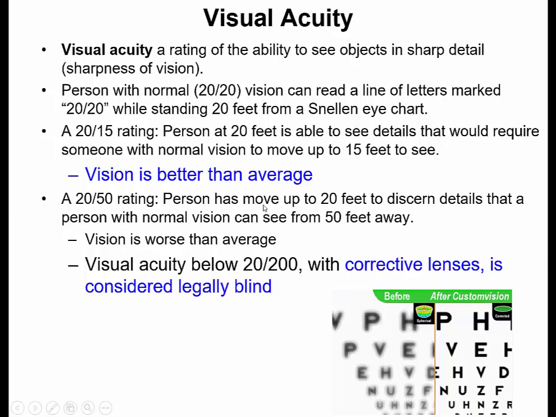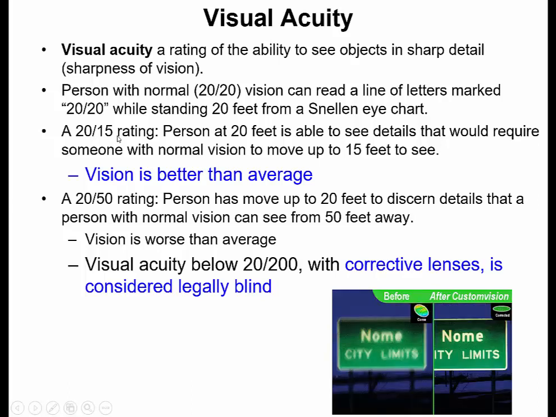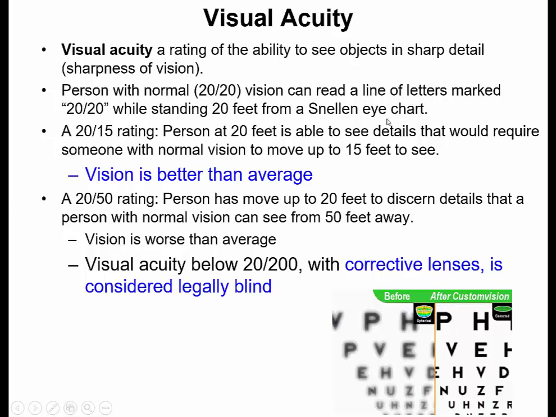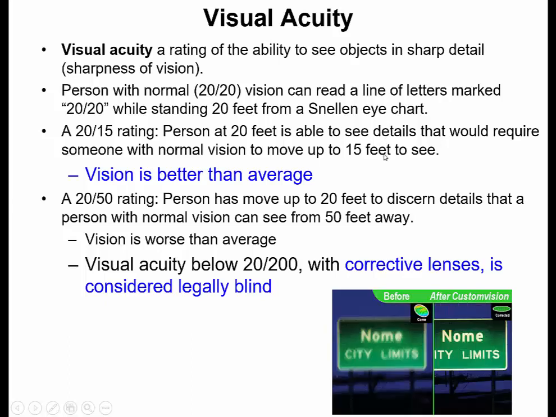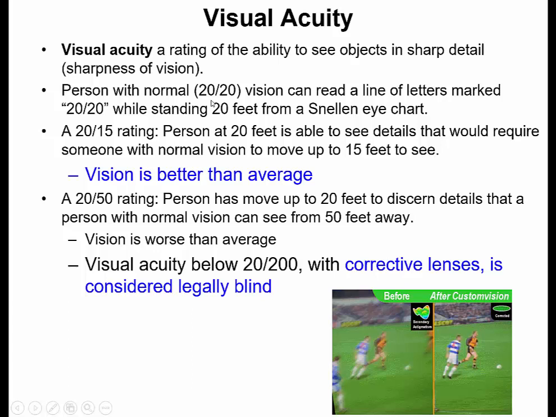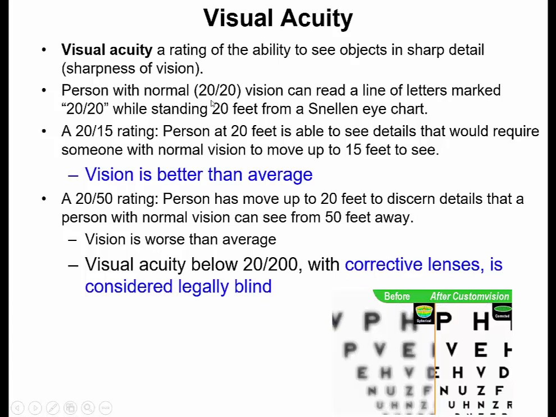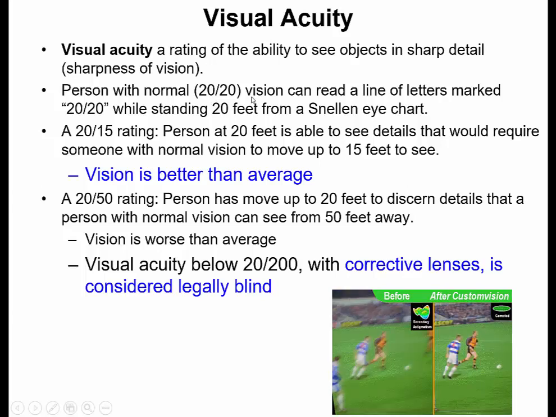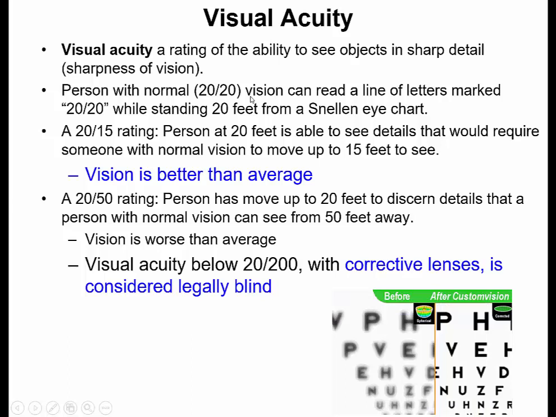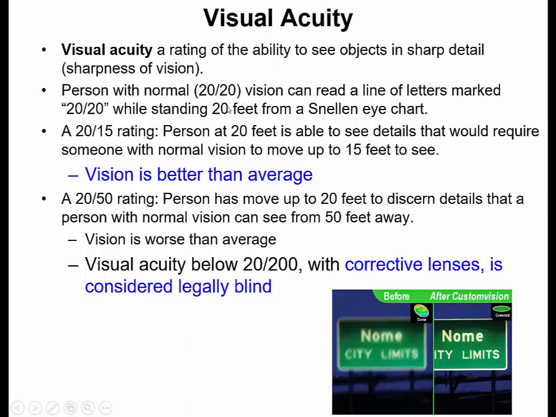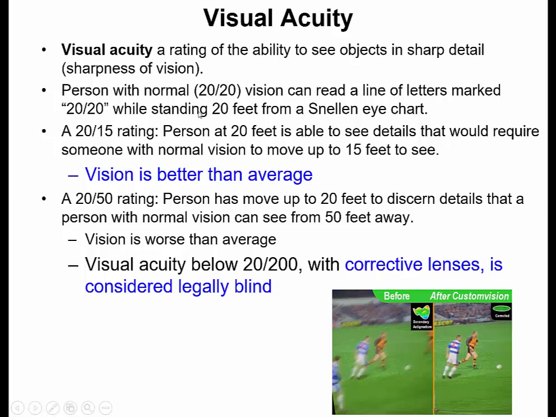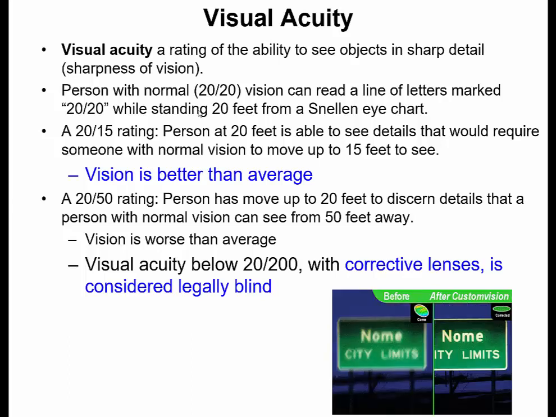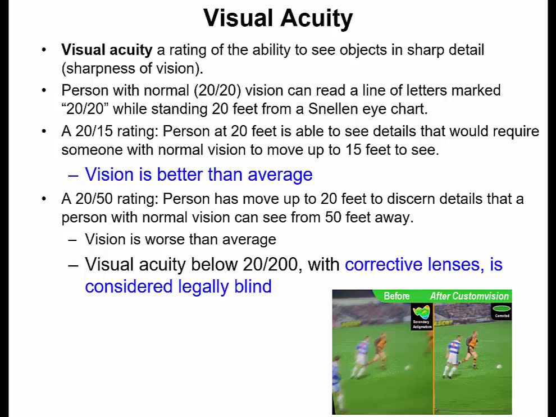If you have a vision rating of, say, 20/15, well, this is better than normal vision. Here, the person at 20 feet is able to see the details that would require someone with normal vision to move up to 15 feet to see. So the first number is always the person you're talking about, and they're always standing 20 feet away from the chart. If they're 20/20, at 20 feet away, they can read the letters that a person with normal vision can read 20 feet away. If they're 20/15, then that person can read at 20 feet what a person with normal vision would have to move up to 15 feet to read. So they have better than average vision.